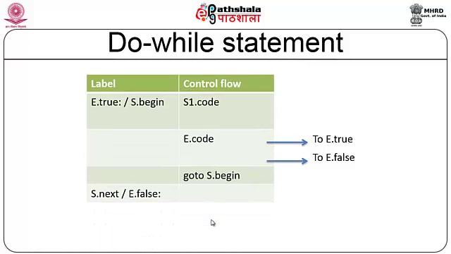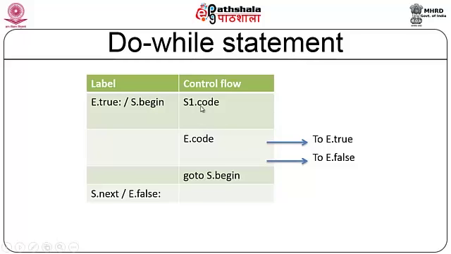Now, this do while is an exit controlled statement, so the body of the loop at least gets evaluated once. Again, what I am going to do here is evaluate S1 dot code first. I am calling this S dot begin, as well as this corresponds to E dot true. But before evaluating the expression, I cannot call this E dot true, so I will simply call this S dot begin itself.